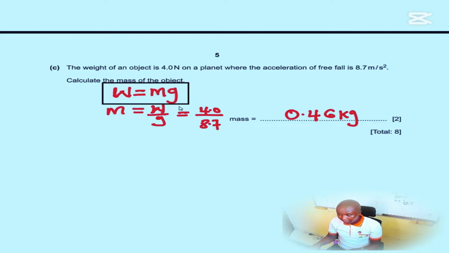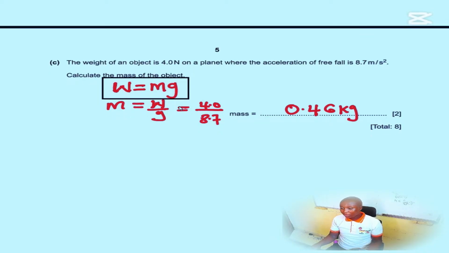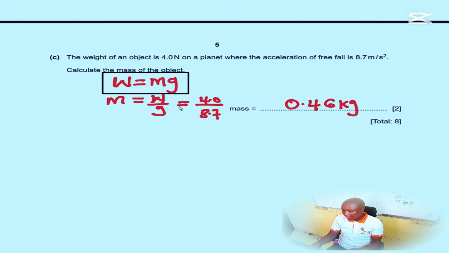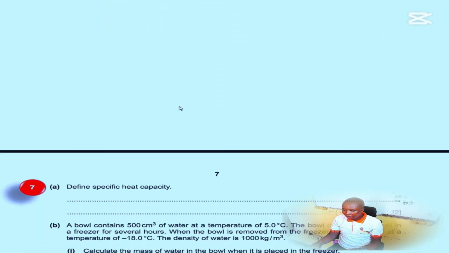So weight is considered as a vector quantity because it has both size and what? Direction. Yeah. And the difference between mass and weight is that mass is constant everywhere, but weight varies from one place to another because weight depends on gravity. Mass is a scalar quantity, weight is a vector quantity. So you need to know how to define different sections.